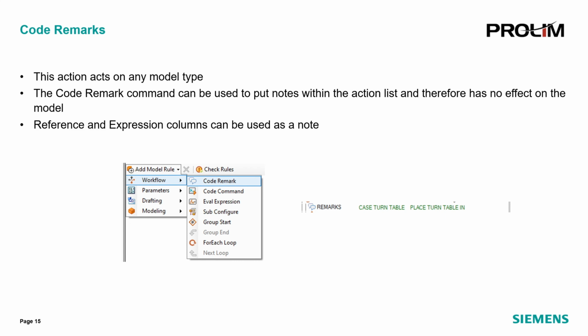The first one is the code remark. This action acts on any model type. The code remark command is basically going to give you an option to add remarks. These remarks can be added in the references column as well as the expressions column, and since these are just remarks, there is no effect on the model.